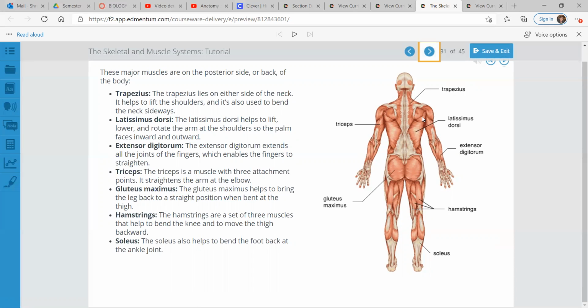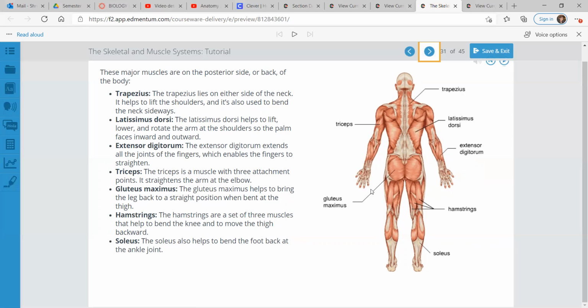Extensor digitorum. The extensor digitorum extends all the joints of the finger, which enables the fingers to straighten. We have your triceps. The triceps is a muscle with 3 attachment points, and it straightens the arm at the elbow. Gluteus maximus. The gluteus maximus helps to bring the leg back to the straight position when bent at the thigh.